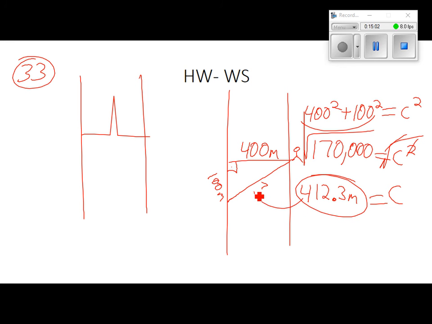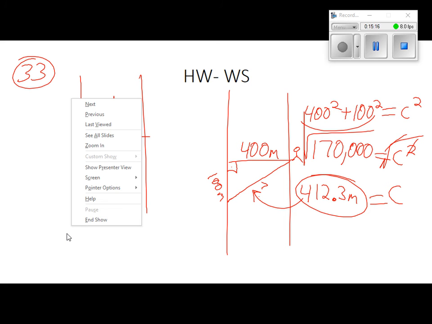Yeah. So it makes sense for that side in that right triangle to be 412 meters. What should be true about that side in that triangle? It should be the longest. This should be the longest side. Did it come out to be the longest side? Next question.